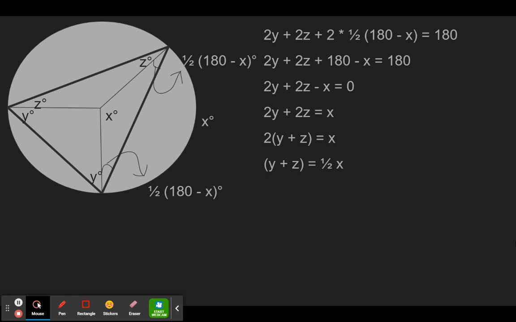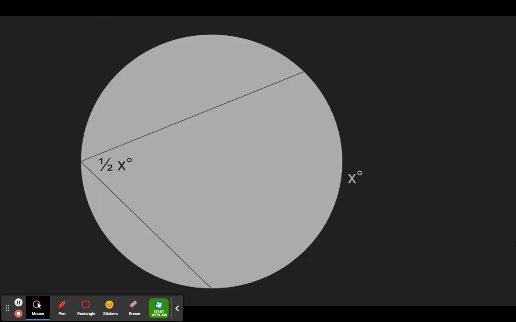So y plus z is our original inscribed angle, and we're now saying that it is half of x, or half the measure of the included arc. So that looks like this. Anytime you have an inscribed angle in a circle, you can say that the measure of that angle is half of the measure of the included arc.